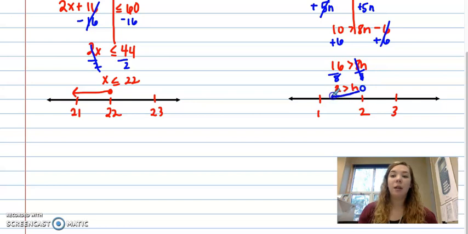I know sometimes when your variable is on the right side, you have trouble with that, but n is smaller than 2. N is less than 2. You can always rewrite it this way if that helps you graph it. Okay, so you can also always plug in a number. 2 is greater than 1. That makes sense. But 2 is greater than 3. That doesn't make sense. So I know it has to go this way. That's another way you could graph it.